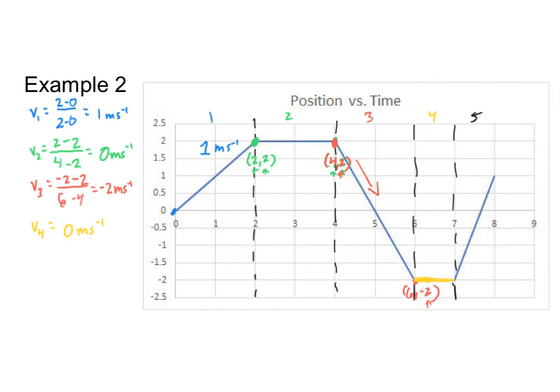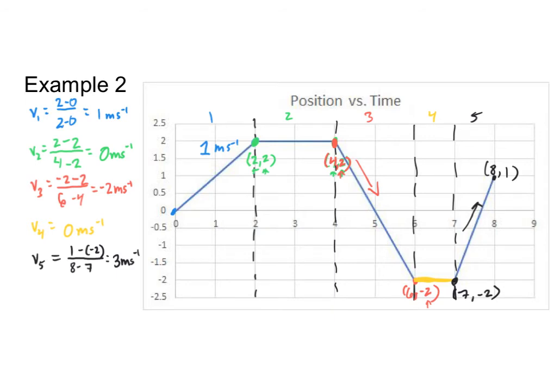And we have our very last section, which is going to be section 5. We're going to be starting at 7 seconds and negative 2 meters, and we're ending at 8 seconds and 1 meter. So let me go ahead and figure out that velocity. So we're going to say our final position of 1 minus our initial position, which is negative 2. And we're going to divide that by our final time, 8, minus our initial time, 7. So what that's going to give me is a velocity of 3 meters per second. And again, it's the sign I expect because I am going uphill.